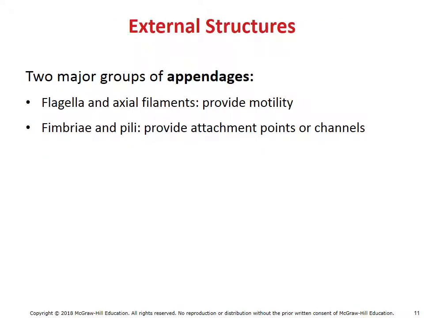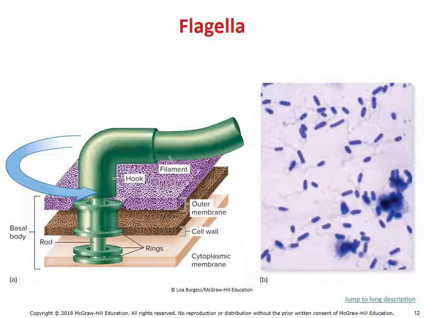So, now that we've talked about shapes and arrangements, let's start talking about some of the structures, including the external structures like flagella, fimbriae, and even pili. Let's actually start off with flagella.